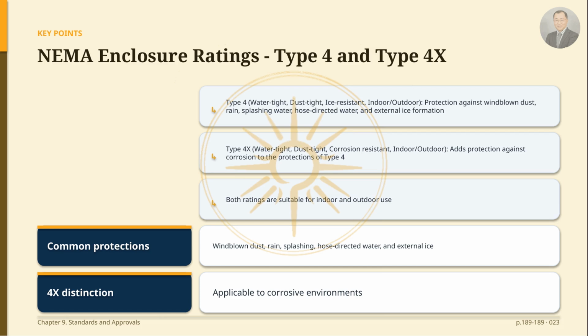I'd like to introduce NEMA Type 4 and Type 4X enclosures. Type 4 is an indoor-outdoor enclosure with watertight, dust-tight, and ice-resistant properties, protecting equipment from wind-blown dust and rain, splashing water, hose-directed water, and damage from external ice formation. The key difference is that Type 4X adds protection against corrosion to these performance features. Both ratings can be used both indoors and outdoors, and they share common protection against wind-blown dust, rain, splashing water, hose-directed water, and external ice. Therefore, Type 4X should be selected for environments with corrosive atmospheres.